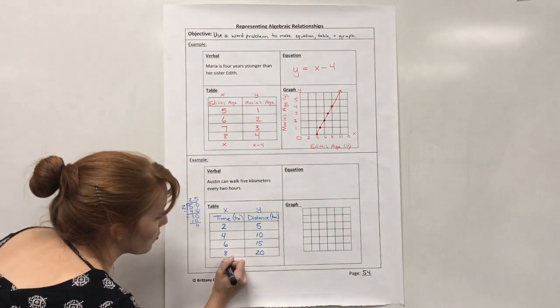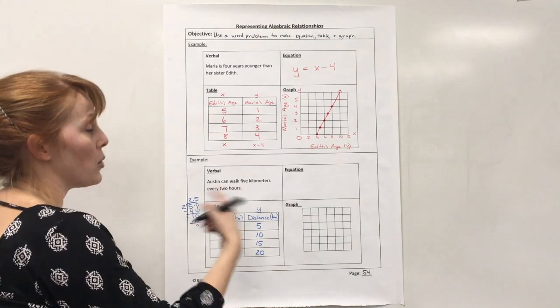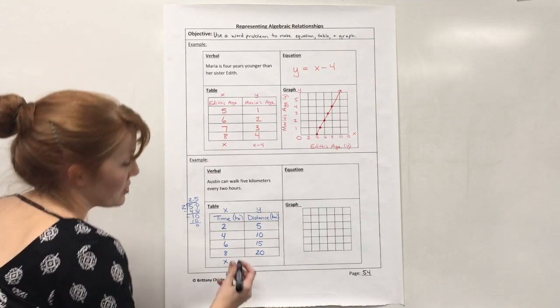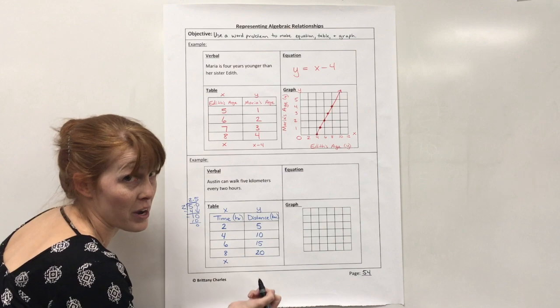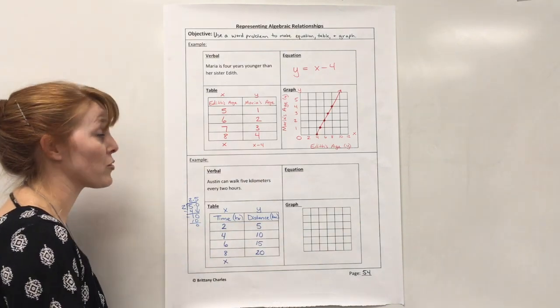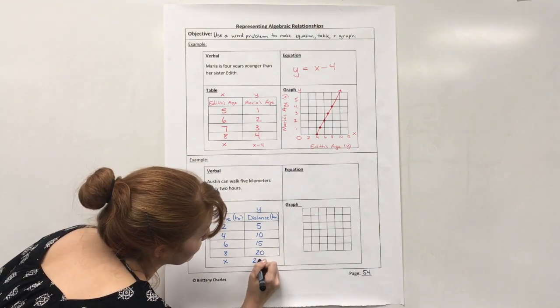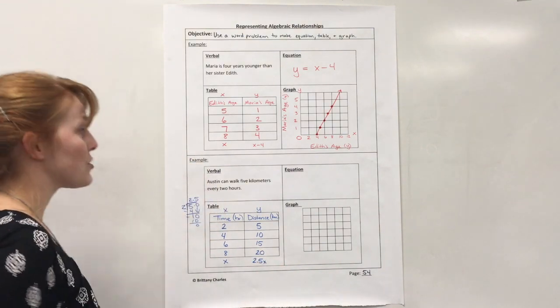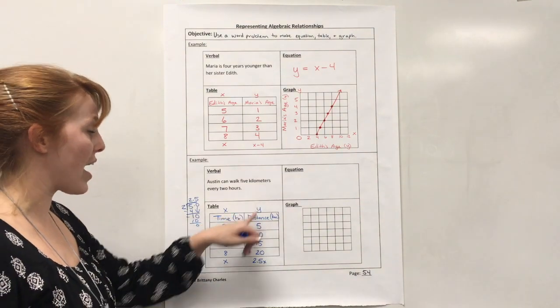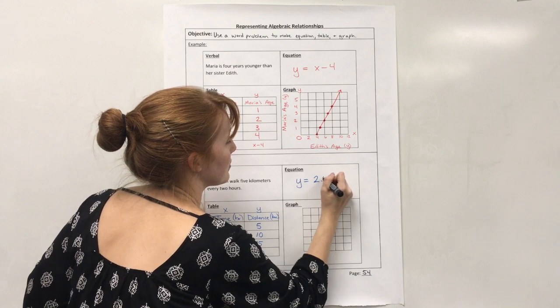Okay. So now, no matter what, whatever my value is for x, what am I doing to it? Multiplying by 2.5. So how would I write that in algebraic form? I'm not going to put x times 2.5, okay? I'm going to write 2.5x. All right, so then my equation would be y equals 2.5x.